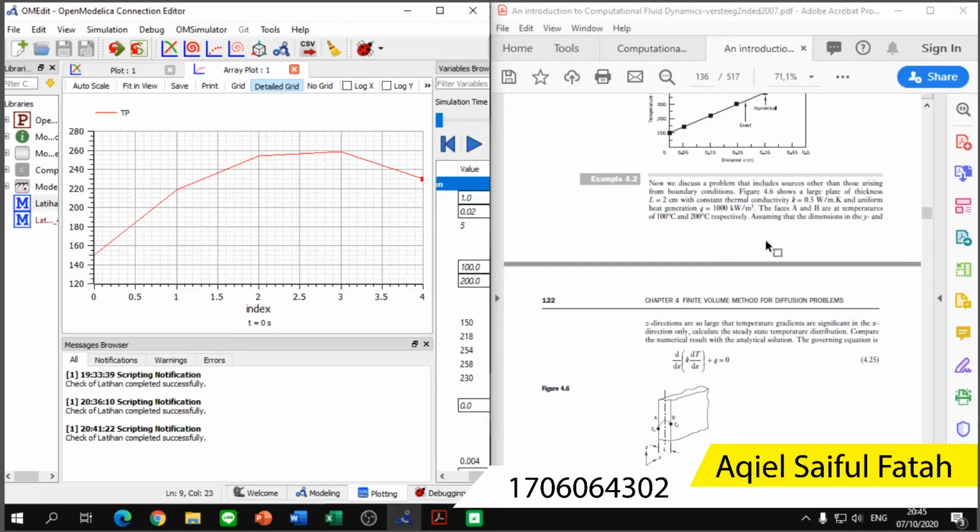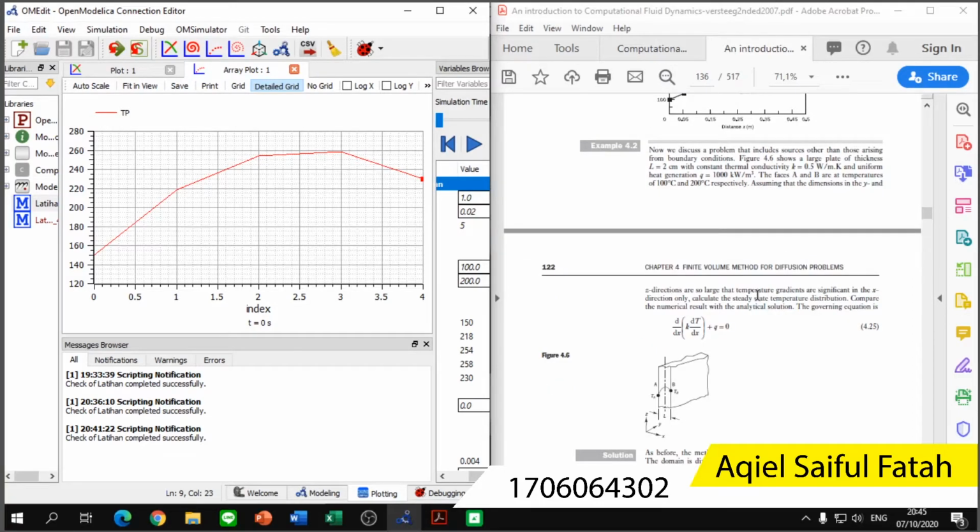defined in the problem where TA, or the one on the left hand side, is 100 and TB is 200, which is the one on the right hand side. And we can see that the increase in temperature reflects on these values, which is also why the peak is not exactly at the middle, but more towards the right hand side.